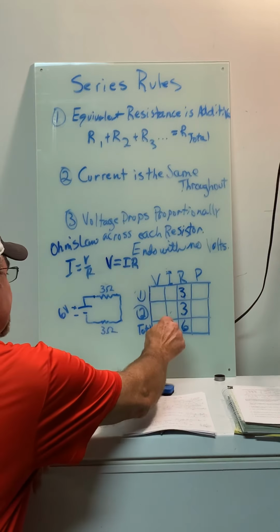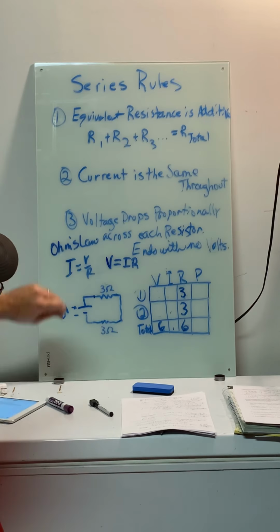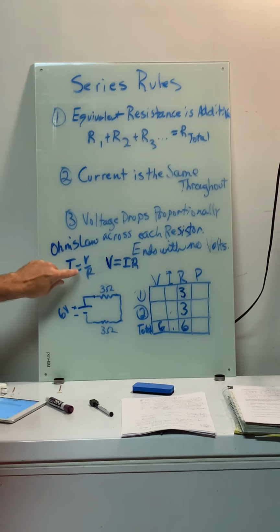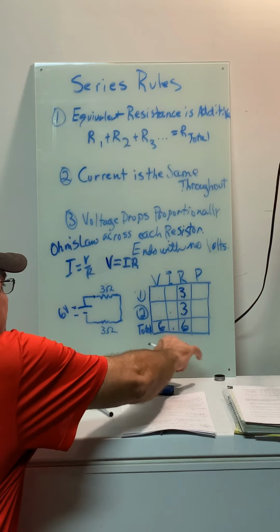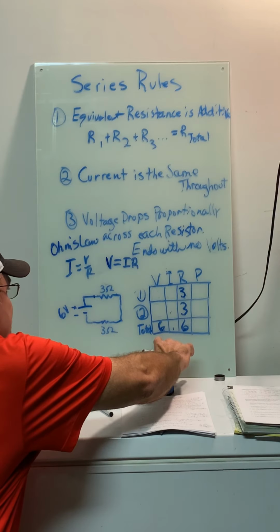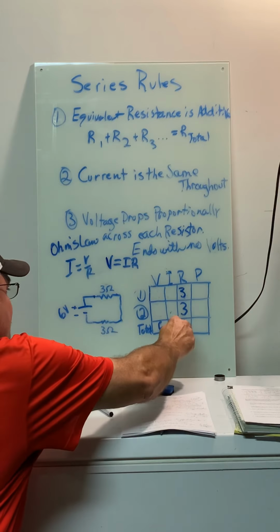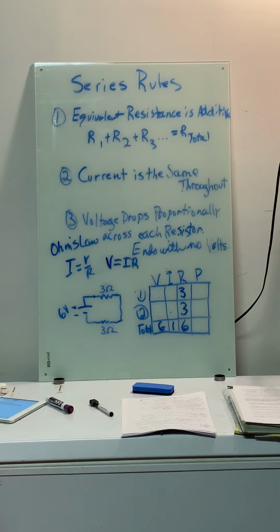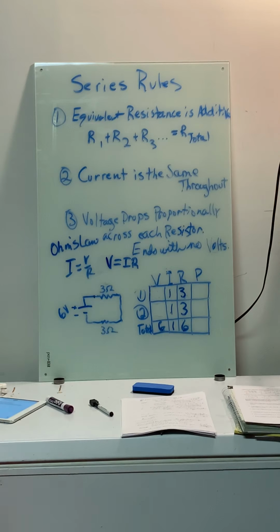So we know the total voltage is 6. In order for us to find the current, which is the same throughout, I'm going to use this equation, I equals V over R, which says the total is 6 ohms of resistance and 6 volts of potential difference. So 6 over 6 gives me 1 amp of current. Since the rule says current's the same throughout, I have 1 amp that goes through that one, and 1 amp that goes through that one. So I can actually figure this out pretty simply.